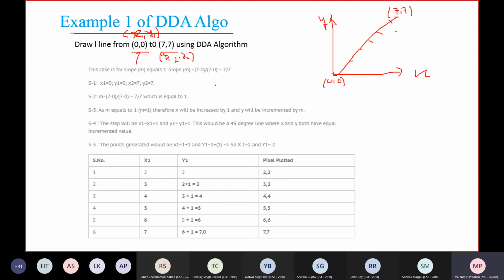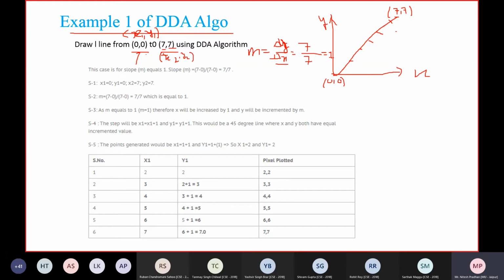Yes, guys. Now see. As per our algorithm, initially we have to find the slope of this equation. How will we find the slope? Slope is nothing but delta y upon delta x. This is the formula of slope that we have seen in the previous slide. Delta y is y2 minus y1, which is 7 minus 0, which is 7, divided by delta x, which is x2 minus x1, which is 7 minus 0, again 7. So your slope is what? 1. Now we have 3 cases: if slope is less than 1, greater than 1, or equal to 1.